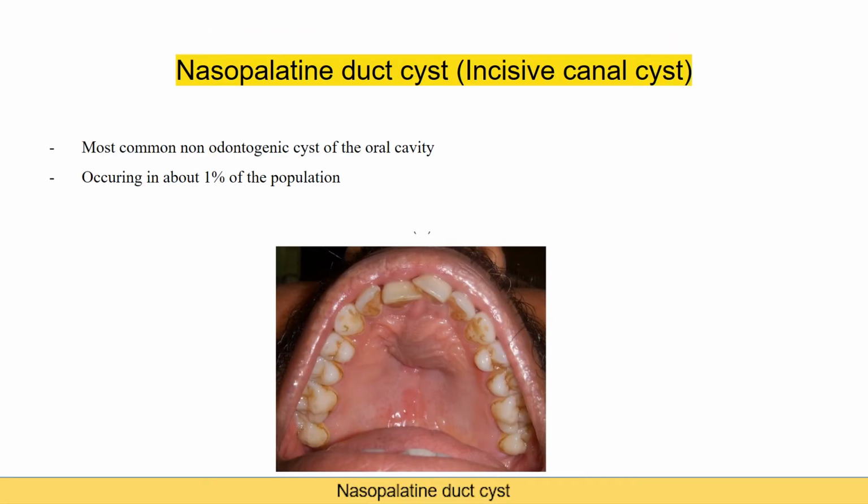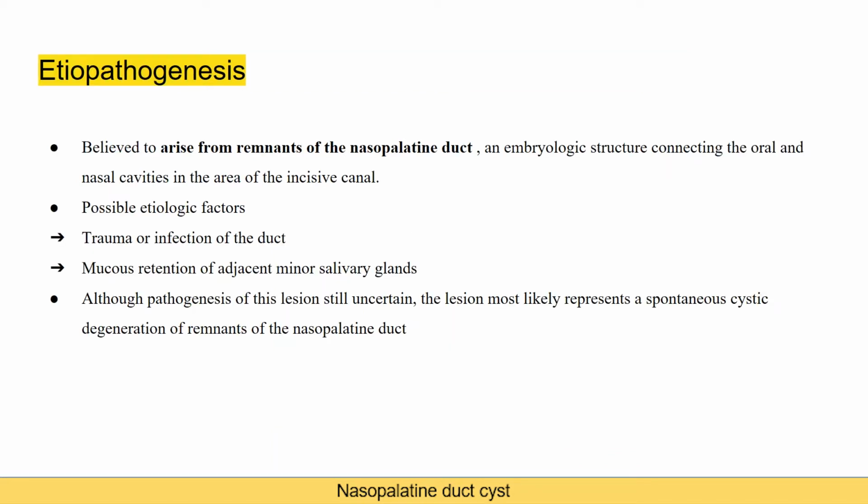So now let us discuss nasopalatine duct cyst, which is also known as incisive canal cyst. It is the most common non-odontogenic cyst of the oral cavity, occurring in about 1% of the population. Nasopalatine duct cysts are believed to arise from remnants of the nasopalatine duct, an embryologic structure connecting the oral and nasal cavities in the area of the incisive canal.